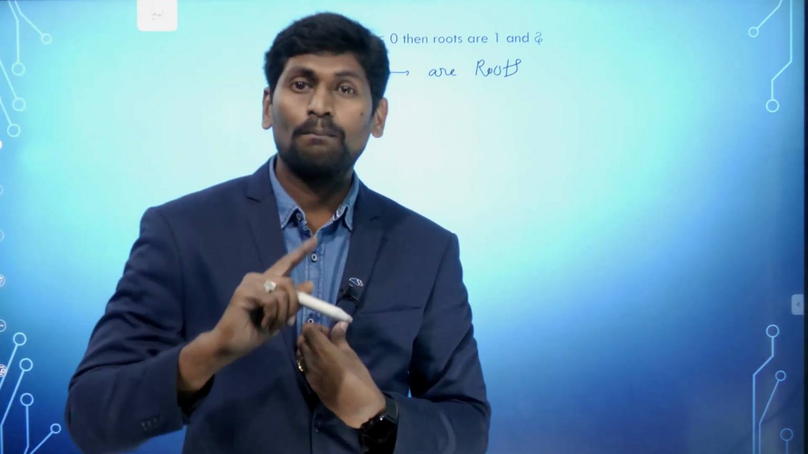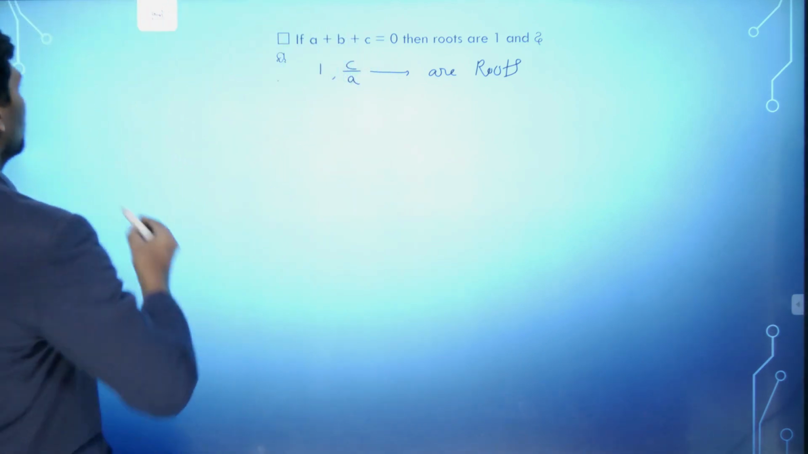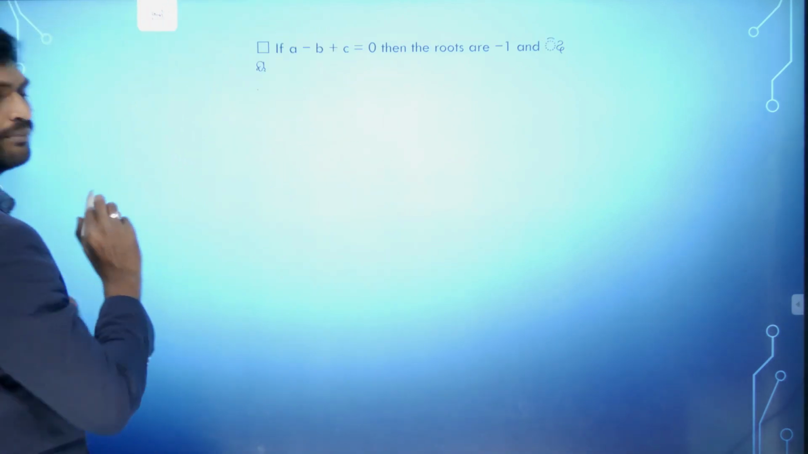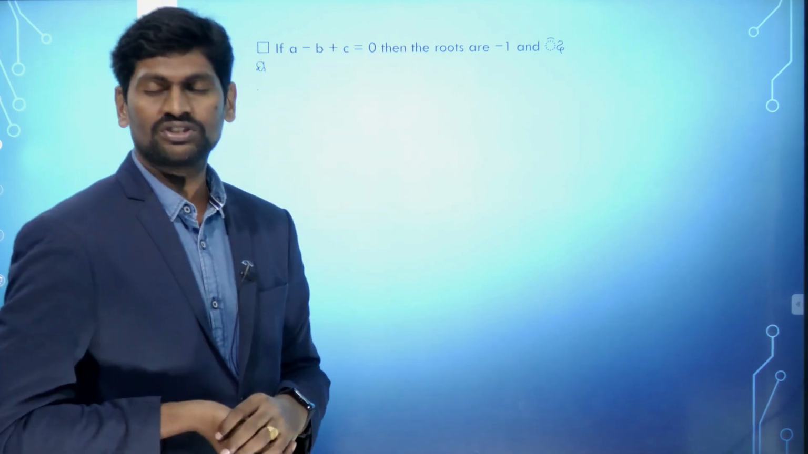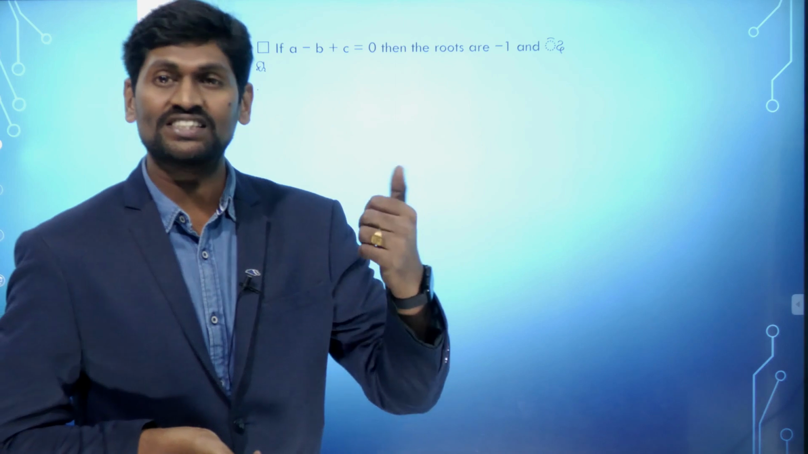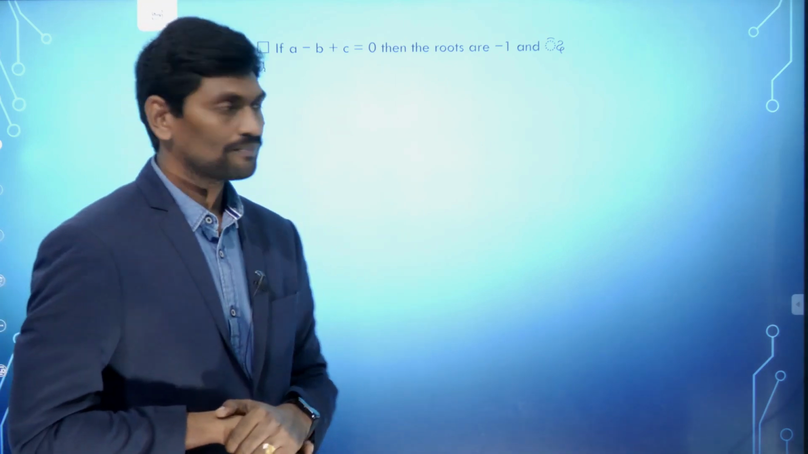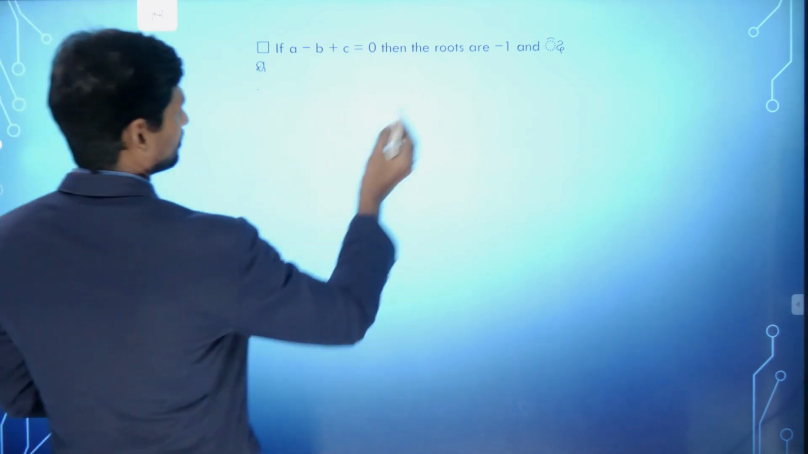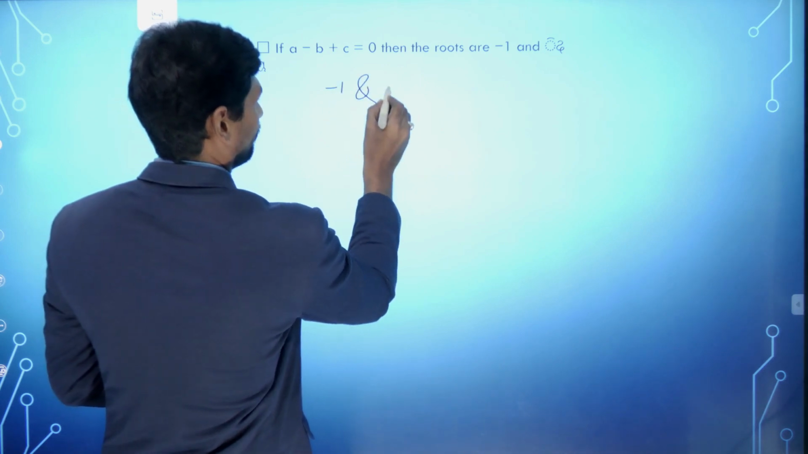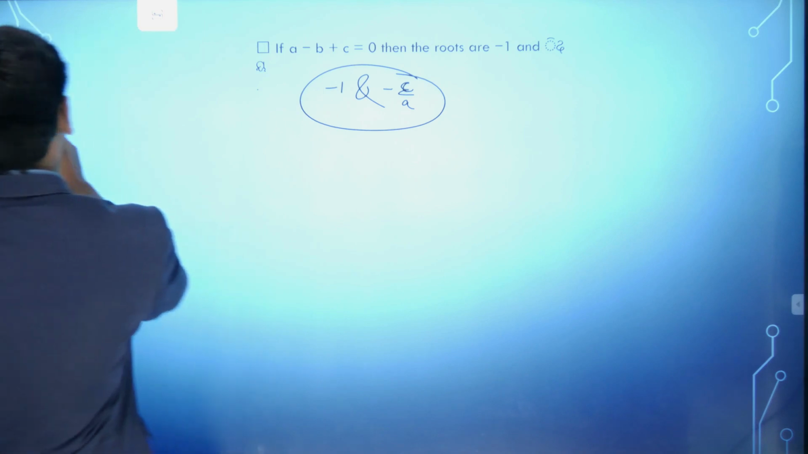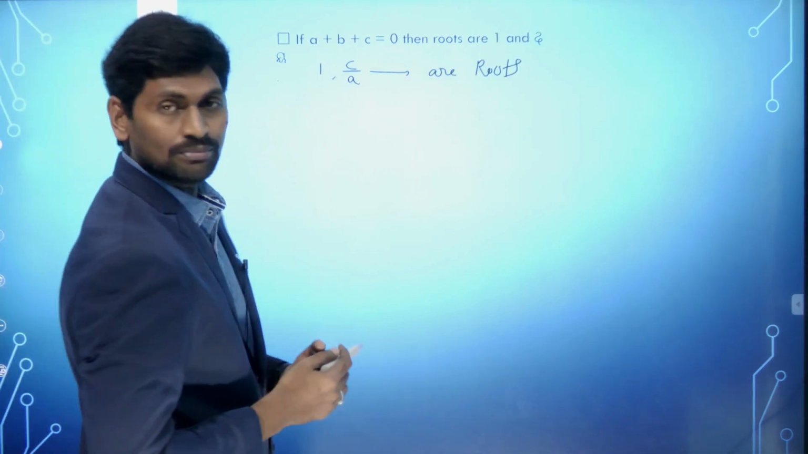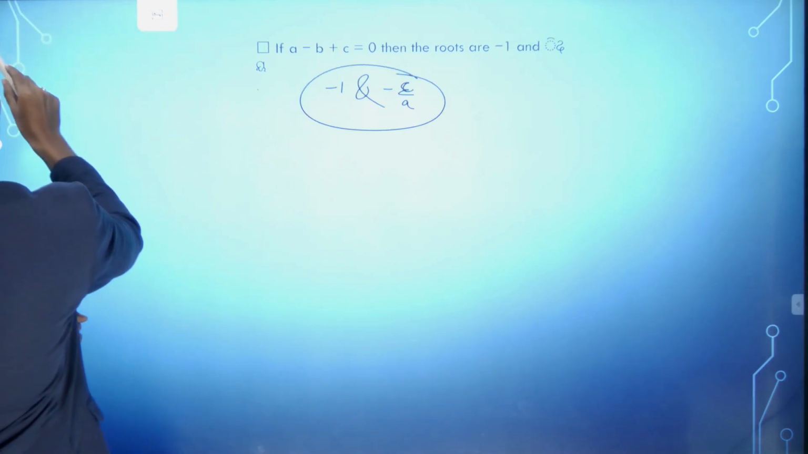a plus b minus c. Am I right? No, a minus b plus c. If a minus b plus c equals to 0, then minus 1 and minus c by a are roots. Okay? Here minus 1 and minus c by a are roots. In the previous one, 1 comma c by a are roots of the quadratic equation.